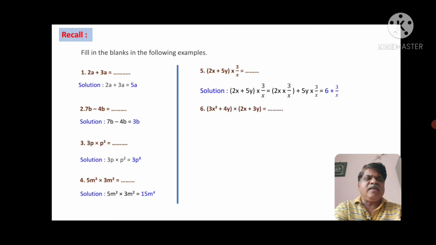3x square plus 4y in one bracket and 2x plus 3y in the other bracket. So we have to find out the result for this. Here it will be 3x square into 2x plus 3y plus 4y into 2x plus 3y. So we'll solve this bracket. 3x square into 2x is 6x cube, plus 3 3s are 9x square y, plus 4 2s are 8, y into x, xy, plus 4 3s are 12, y into y, that is y square.